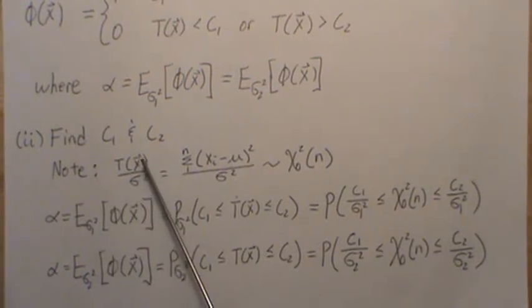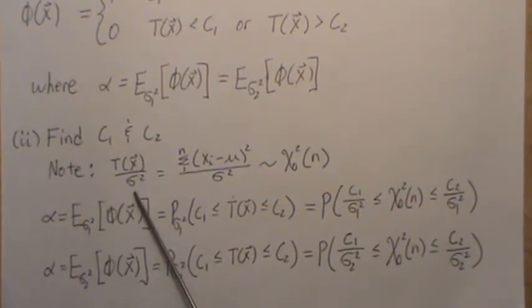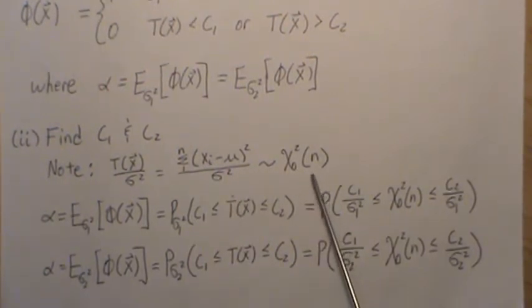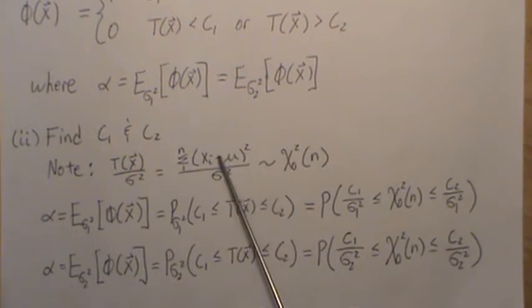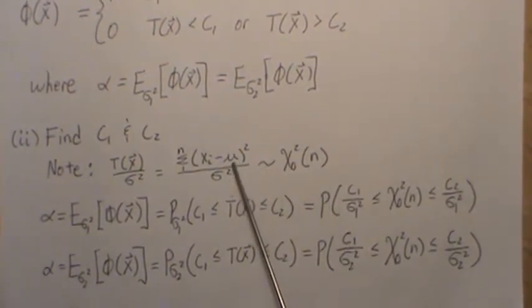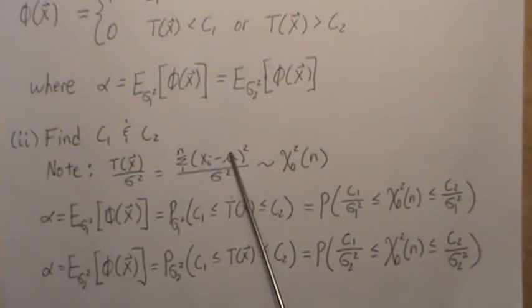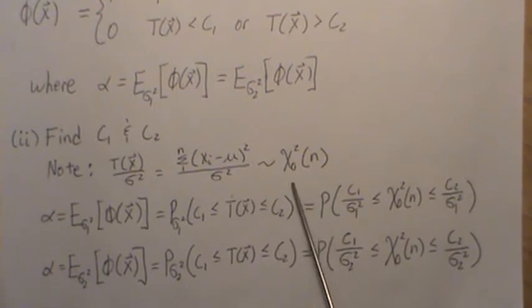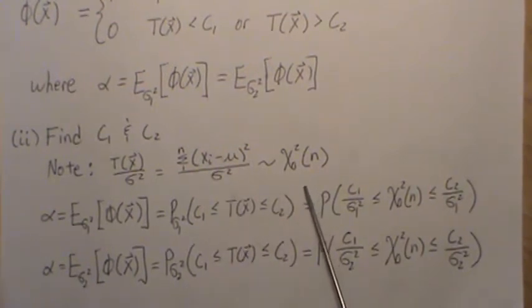So note that the test statistic divided by sigma squared, which is this, follows a chi-square distribution with n degrees of freedom. Now some of you might think, whoa, isn't it n minus 1? And the answer is no, because we know mu. So the degrees of freedom is n. If we didn't know mu and put an x bar here, the sample mean, then it would be n minus 1. So this is a chi-square with n degrees of freedom.